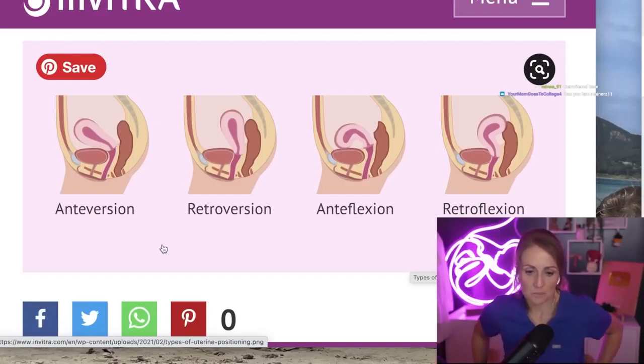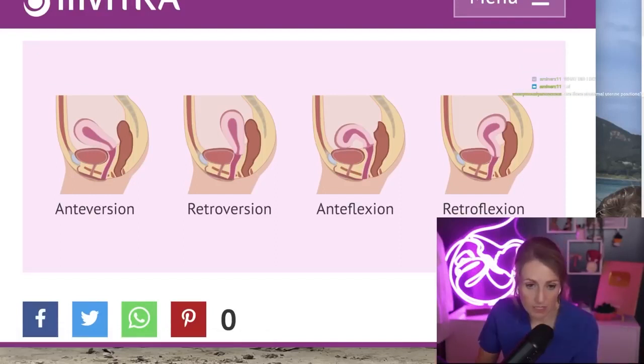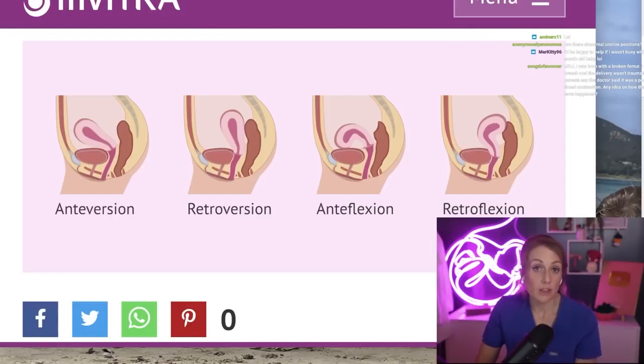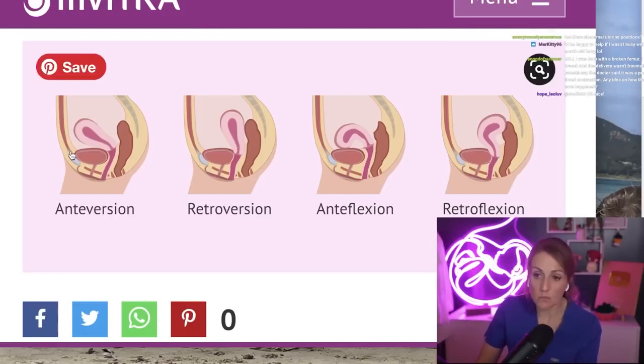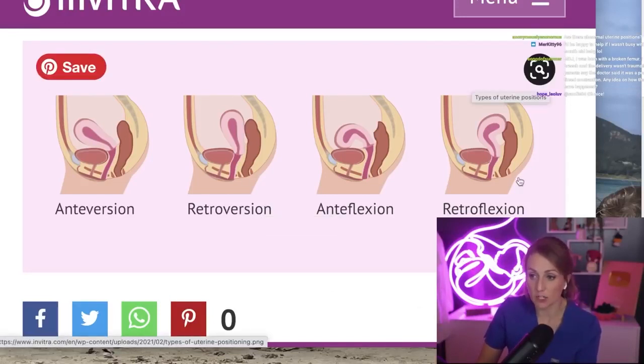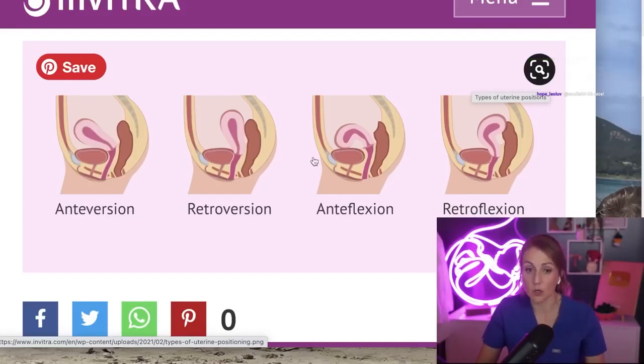Does having a retroverted uterus or retroflexed uterus increase the chances of having back pain with menstrual cramps and labor? With menstrual cramps, absolutely. So most people who have a retroverted or retroflexed uterus will tell you that they have their menstrual cramps more significantly in the lower back.